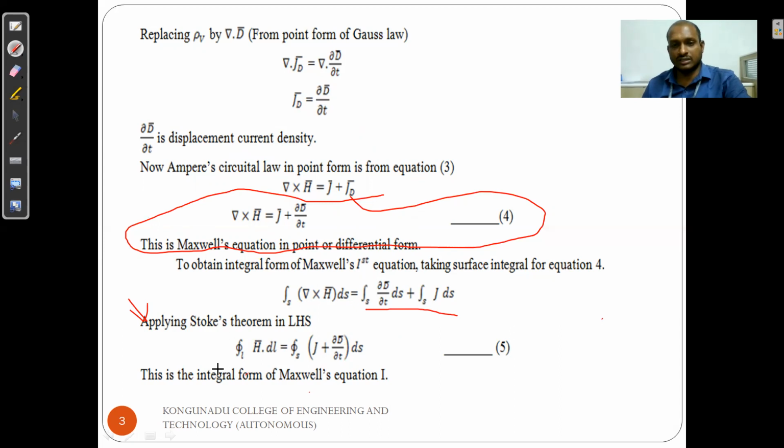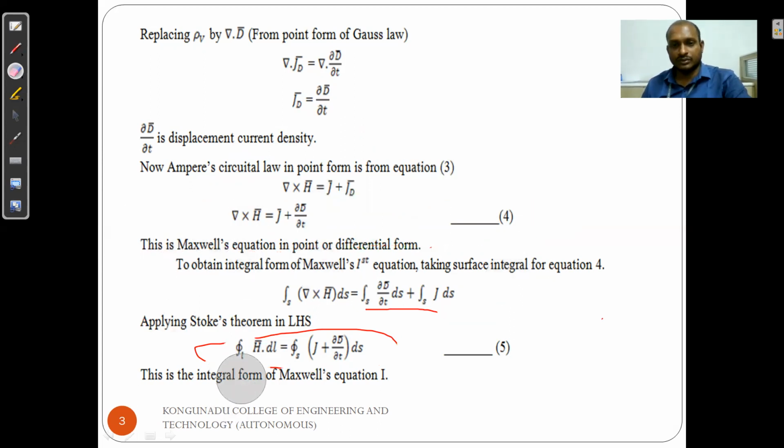So this is called the Maxwell equation number 1. So line integral of H dot dl is equal to surface integral. This is the Stokes theorem. So with the help of the Stokes theorem, we are going to write line integral of H dot dl is equal to surface integral of J plus dou D by dou t. So this is the Maxwell equation number 1.